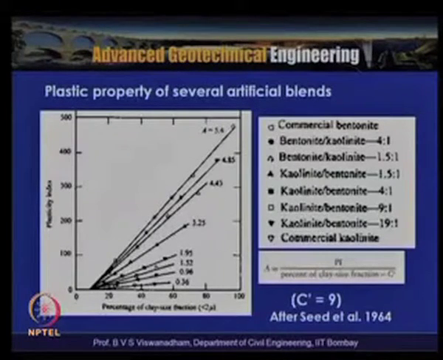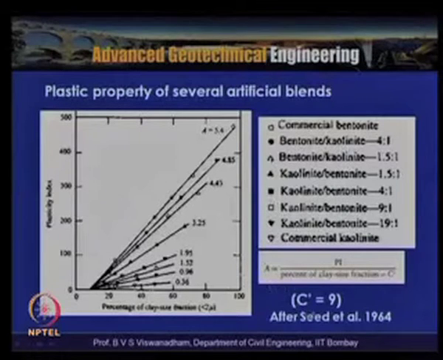In this slide, according to Seed et al. 1964, they have investigated the plastic properties of several artificial blends of bentonite and kaolinite in different blends. It is presented here with plasticity index on the y-axis and percentage clay size fraction on the x-axis. So here an activity value as high as 5.4 is reported.